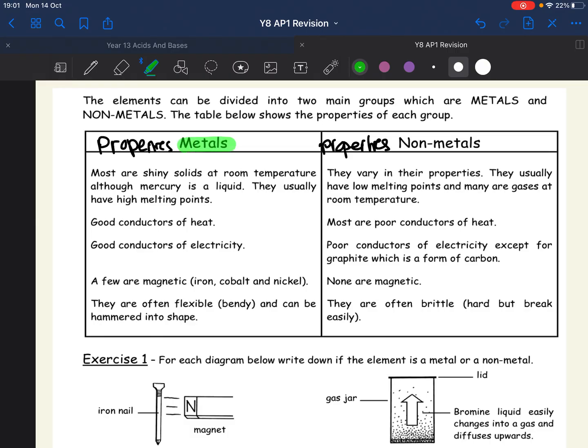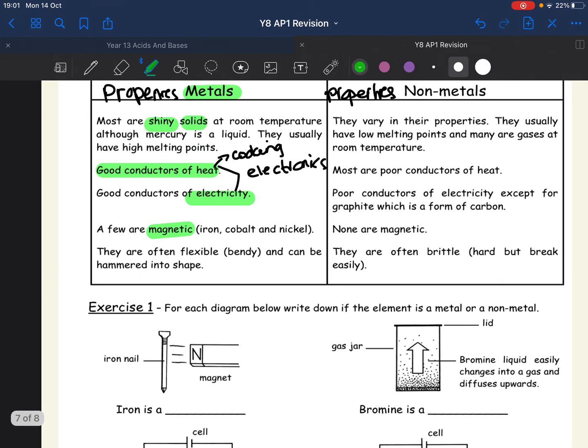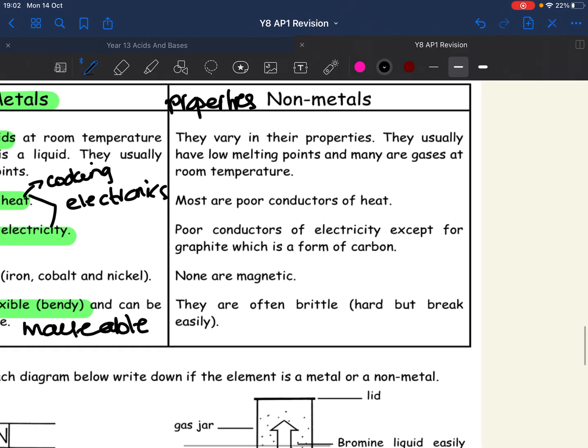So, with a highlighter, most metals, I'll do metals in green, are shiny and are solids at room temperature. They are good conductors of heat and electricity. So some of the uses you can see are electronics. Because they're good conductors of heat, they could be used as cooking appliances. A few are magnetic, so they could be used in electromagnets, for example. They are often flexible. We call this word malleable, so we can bend them into different shapes.